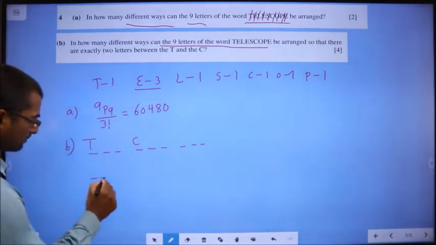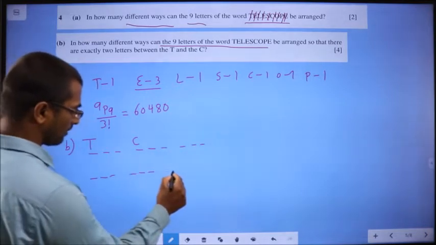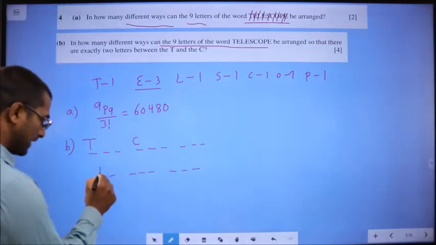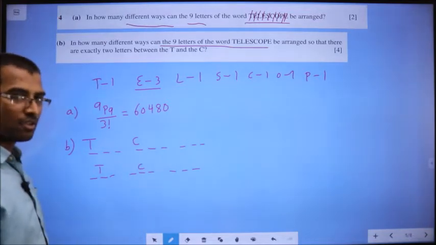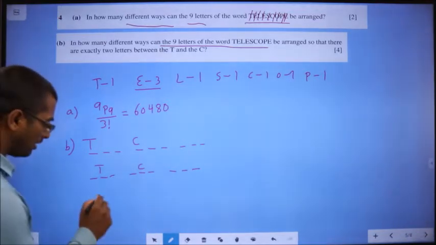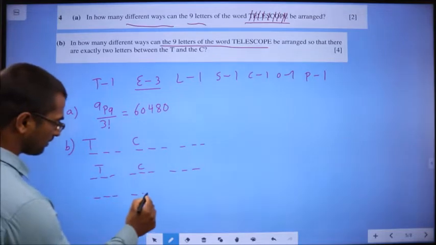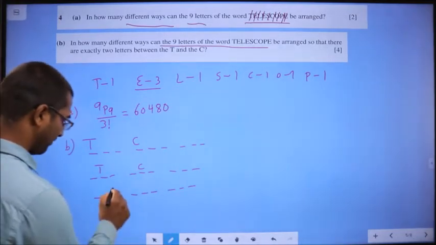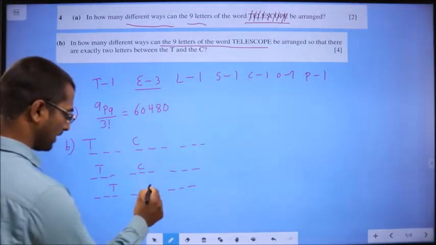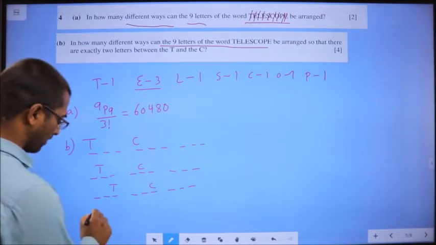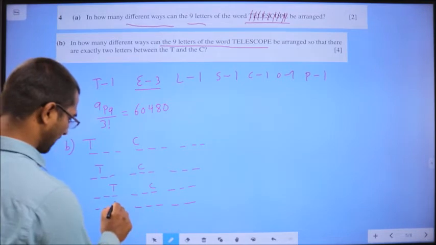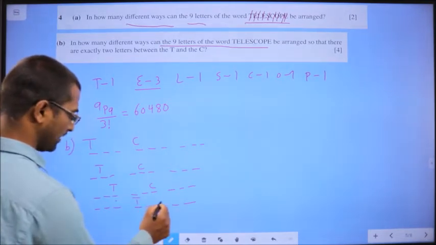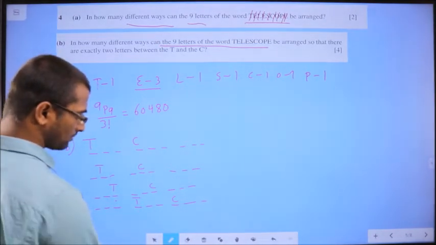Or if I am fixing T here, C should be after 2 letters here. Second possibility. Or if I am fixing T here after 2 letters, C should be here. Or if I am fixing T here, C should be after 2 letters here.